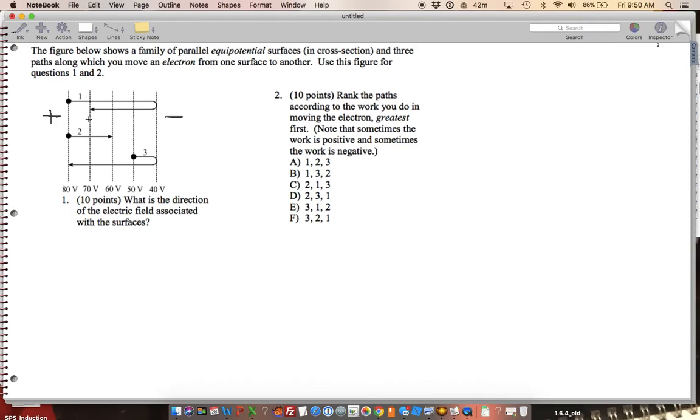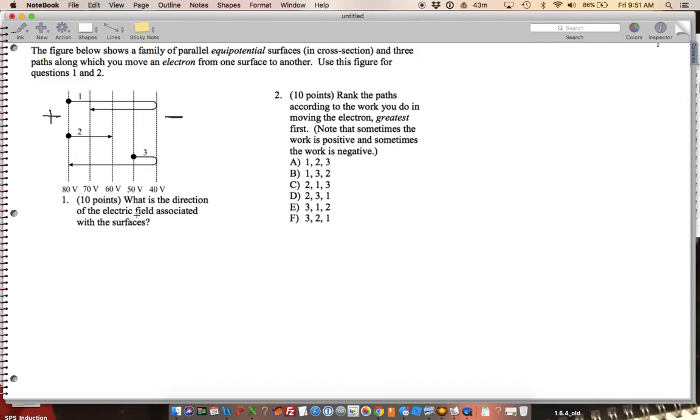And so in this example, same thing. It doesn't want to go this way. And this one, if it goes this way, I'm going to have to do work to push it towards the negative charge surface, and then it'll accelerate towards the positively charged surface because the electron is attracted to the positive surface and it's repelled by the negative surface.